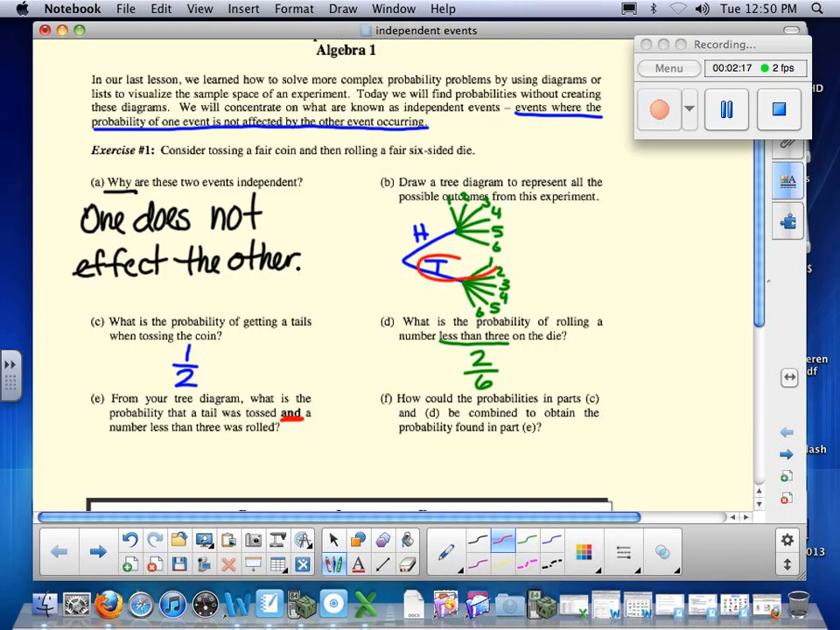So we've got this tail and a 1 and this tail and a 2. Are there any other combinations of a tail and a number less than 3? No. So that's 2 out of how many? 12.